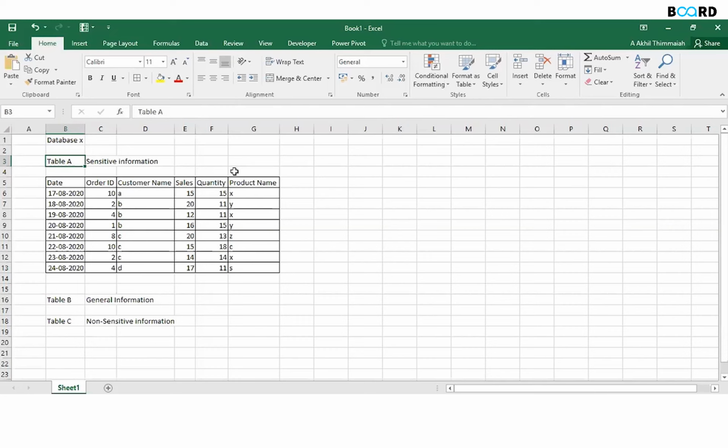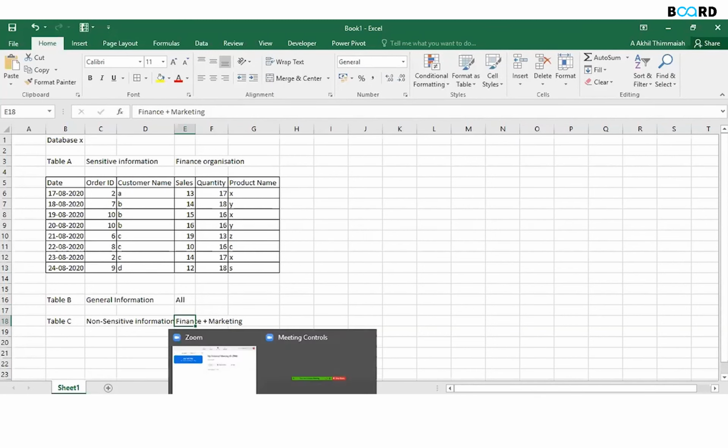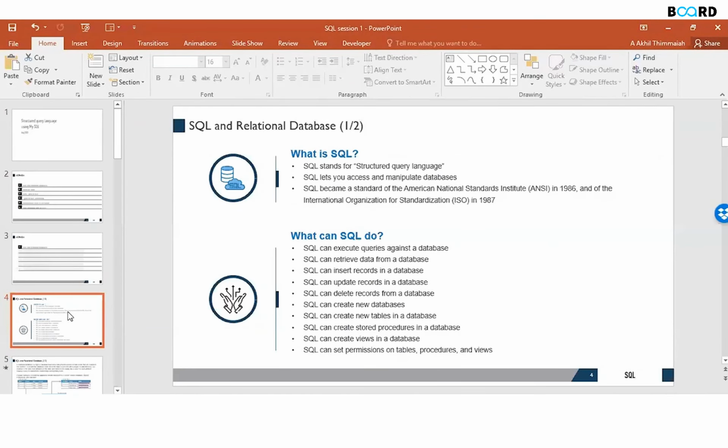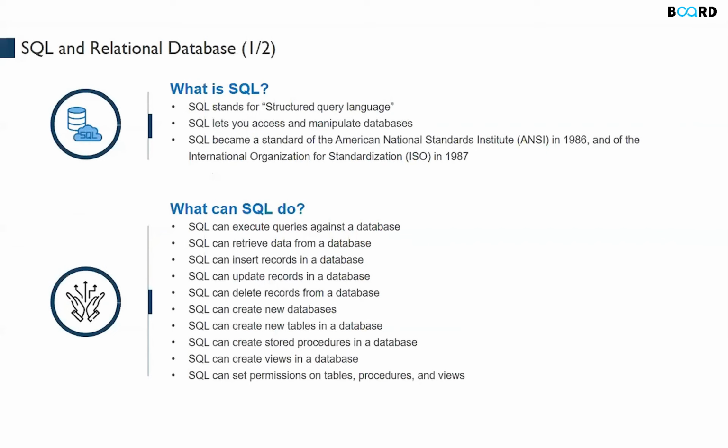But table A, which has sensitive information, is accessible only by the finance organization. Table B is accessible by all. Table C is, let's say, finance plus marketing. You can set permissions on different tables: who can view, who cannot view, things like that. Now, all this will be more related to your data engineering side.